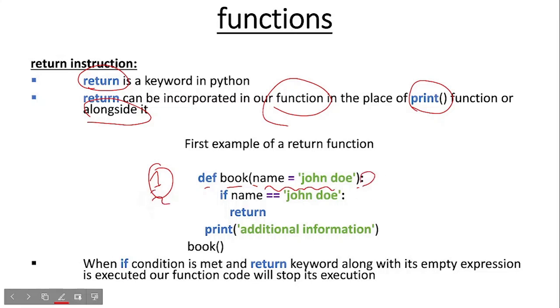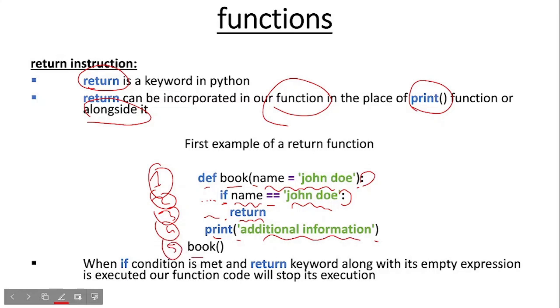Then we have colon. So our second line of code will have 4 empty spaces, indentation before the if statement. So we have if, our parameter name, the equality operator, and a string of John Doe. Then of course colon again. So our third line of code will have 4 empty spaces, indentation before the return keyword is placed there. Then our fourth line of code will have our print function, and inside the parentheses of the print function we have a string of additional information.